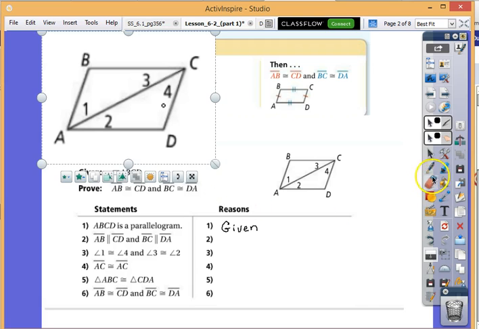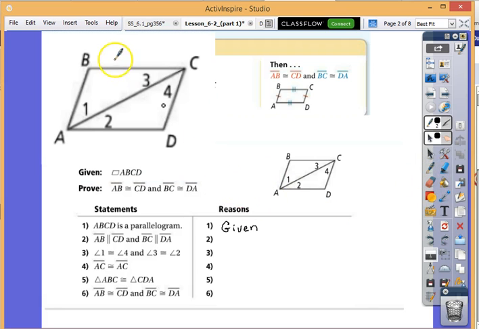Yes. All right. So what I've said so far is that BC is parallel to AD and AB is parallel to CD. And that is by the definition of a parallelogram. Yes, ma'am, you are correct.